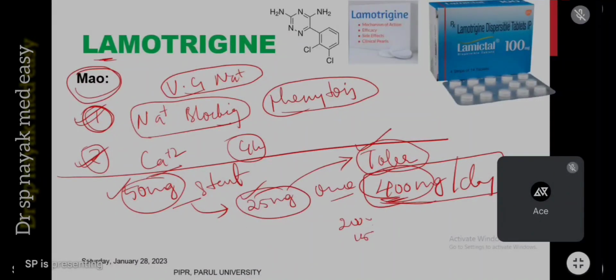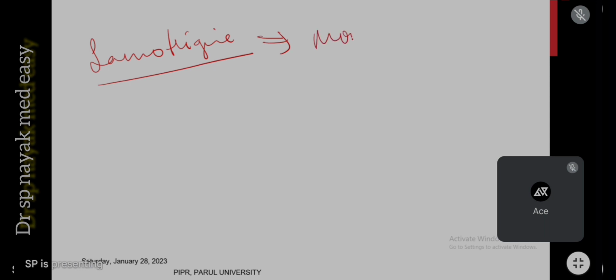Now, some important points I would like to tell you about Lamotrigine. Always remember, Lamotrigine can be given as a single drug, monotherapy, or it can be added with other anti-epileptic drugs. If the other anti-epileptic drug is an enzyme inducer, what enzyme inducers do we have? Carbamazepine.